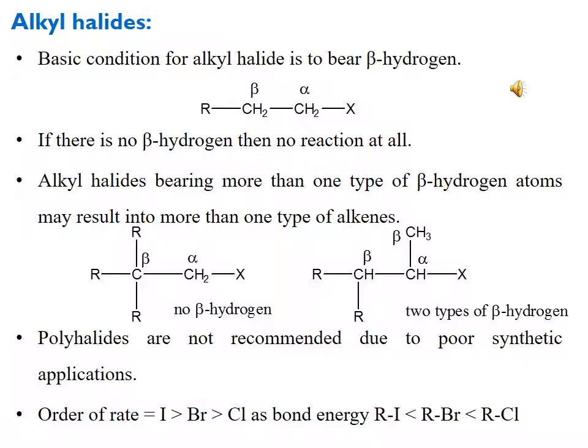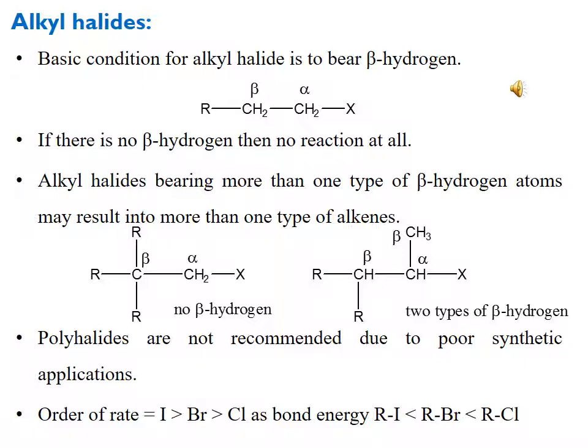Second, if there are too many types of beta hydrogen atoms present in the molecule, then there are chances for the alkene products to be more in number. You can see the example. In the first example, the beta carbon is directly attached to four carbons overall, so this beta carbon does not bear any beta hydrogen. It cannot undergo this reaction.